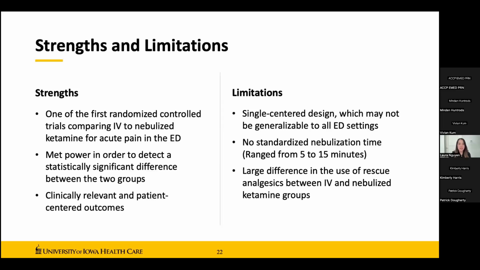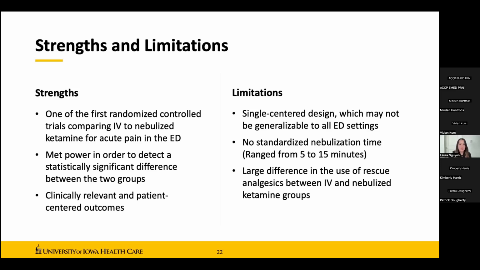So from this study, I believe it stands out as one of the first randomized controlled trials that directly compared IV and nebulized ketamine for managing acute pain in the ED setting. So this does shed some light on a potentially alternative pain management approach. And in addition, the study had sufficient statistical power to detect any clinically relevant difference in pain scores between the groups. And the primary outcomes, and outcomes in general, were clinically relevant and patient-centered. It focused on the difference in pain scores, so that aligns pretty well with patient experience and treatment success.